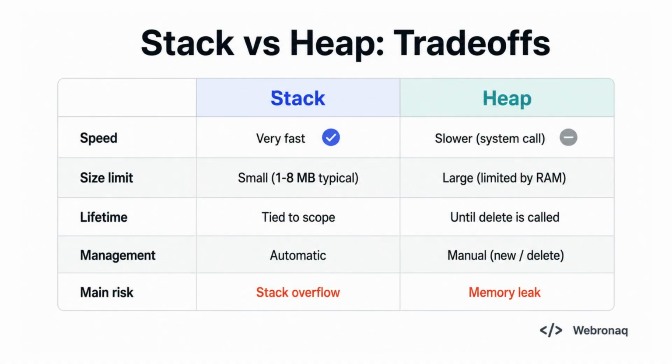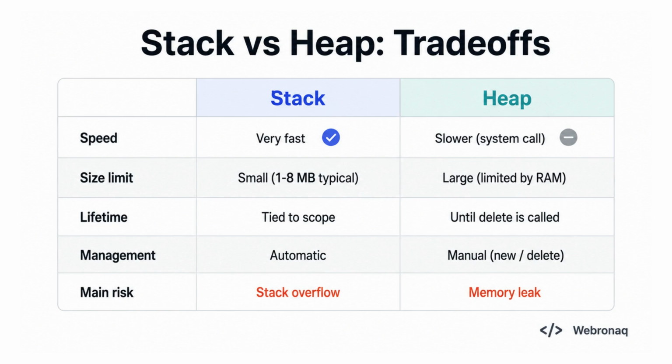Let me show you how stack and heap compare across the factors that matter most. Starting with speed, stack allocation is extremely fast because it is just a pointer adjustment, while heap allocation is slower because the runtime has to find and manage free space. For size, the stack is small, typically 1 to 8 megabytes, while the heap can grow much larger, limited mainly by available RAM. On lifetime, stack variables disappear when their scope ends, but heap memory persists until you explicitly free it with delete. For management, the stack handles itself automatically, while the heap is entirely your responsibility.